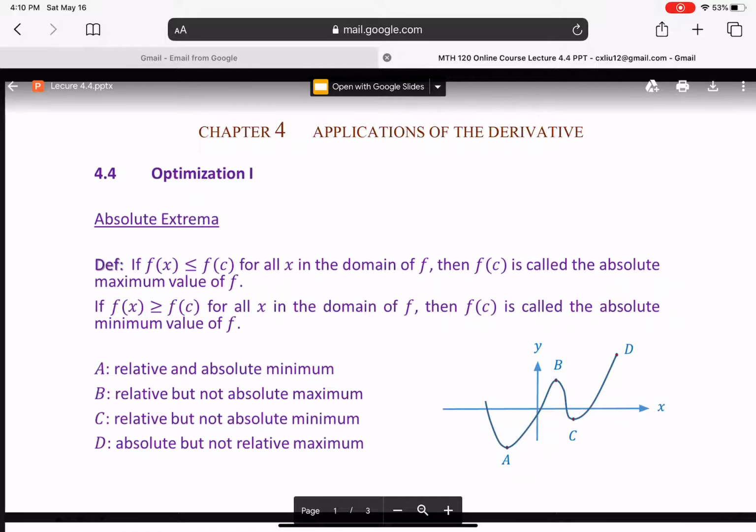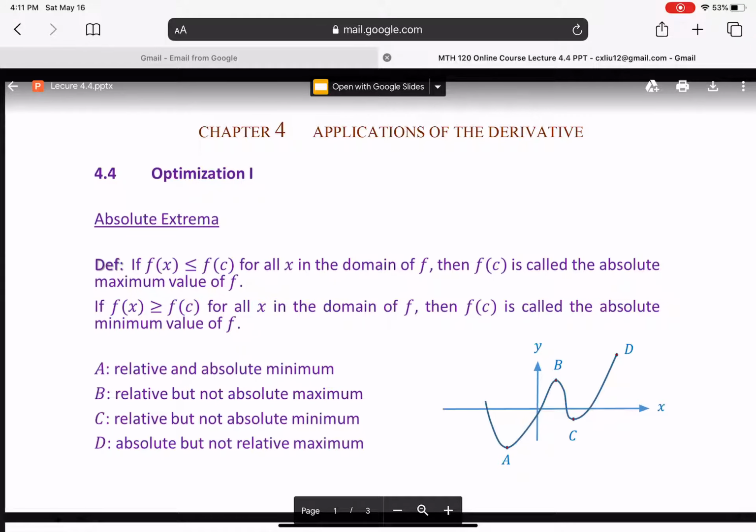We talked about relative extrema before. Those are the maximum or minimum values of the functions locally. The absolute extrema are the maximum or minimum values of f in the whole domain. So if f of x is less than or equal to f of c for all x in the domain of f, then f of c is called the absolute maximum value of f. And similarly, if f of x is greater than or equal to f of c for all x in the domain of f, then f of c is called the absolute minimum value of f.